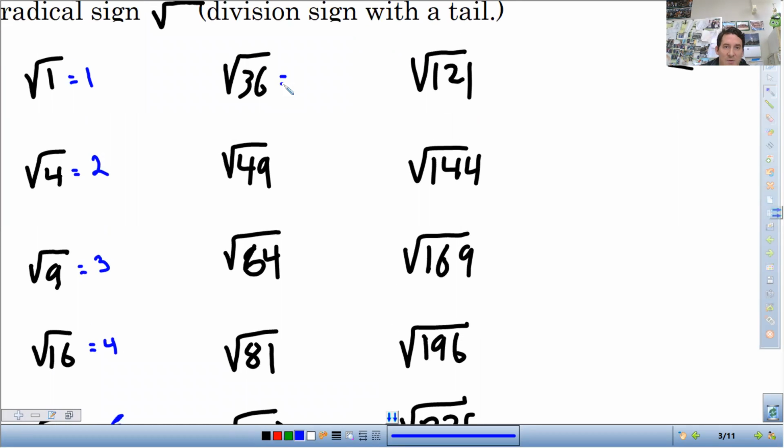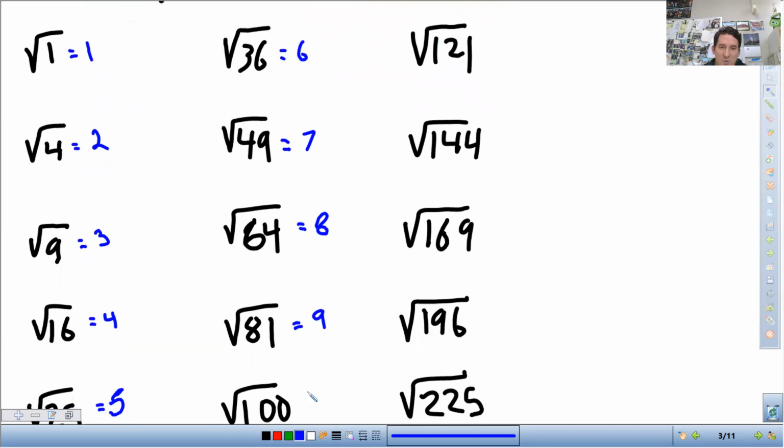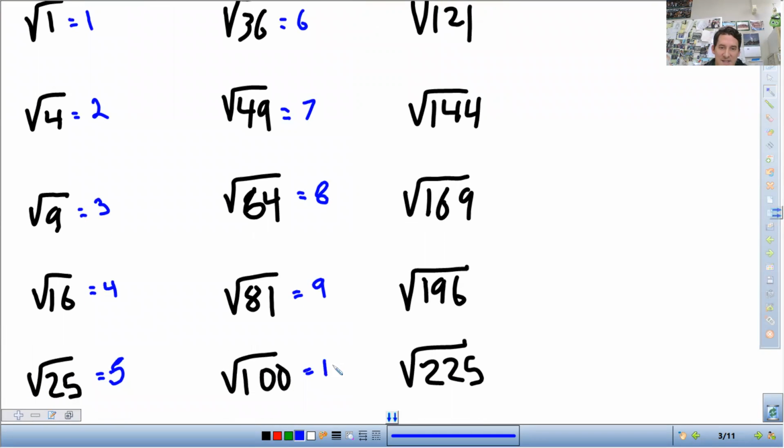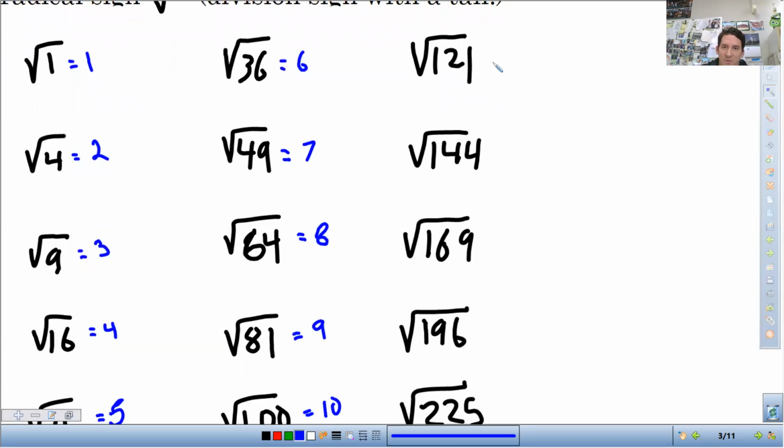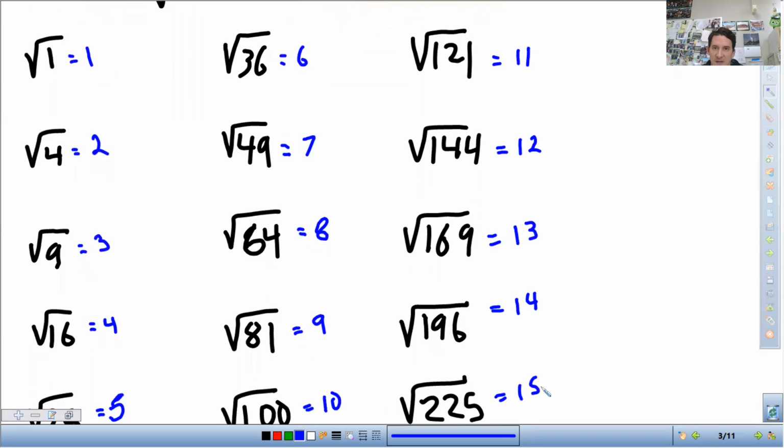Back up here, square root of 36 is 6. Square root of 49 is 7. Square root of 64 is 8. Square root of 81 is 9. Square root of 100 is 10. Square root of 121 is 11. Square root of 144 is 12. Square root of 169 is 13. Square root of 196 is 14. And then square root of 225 is 15.